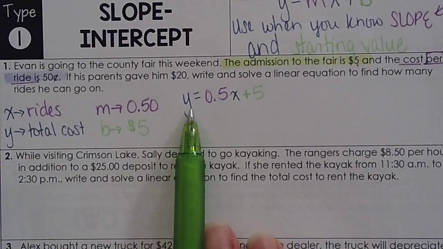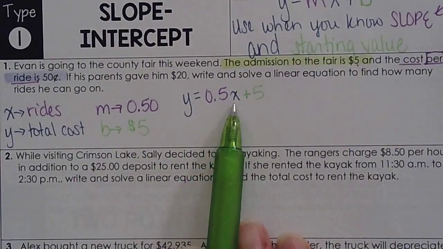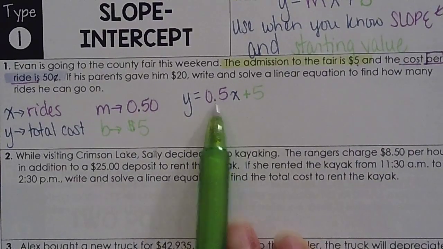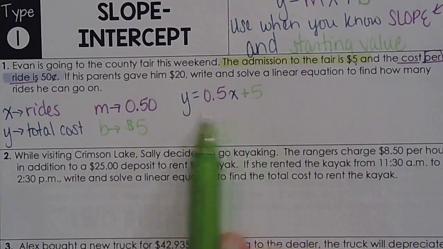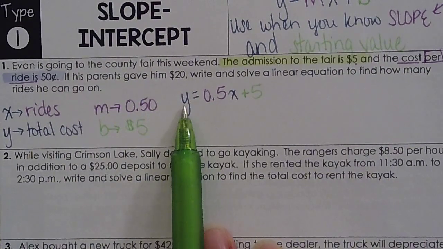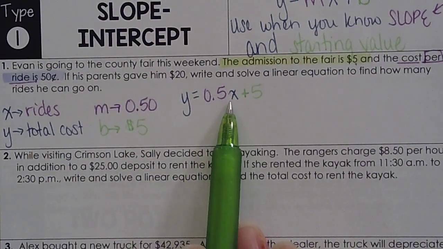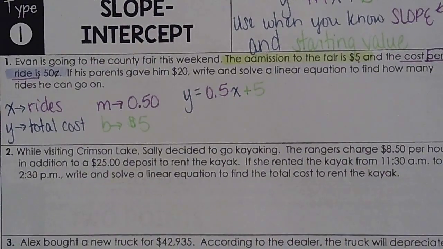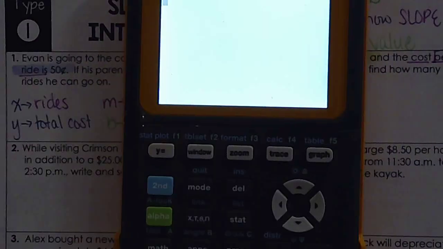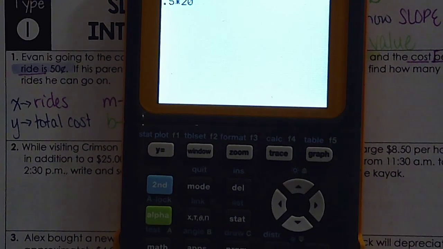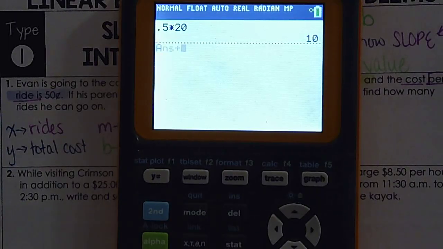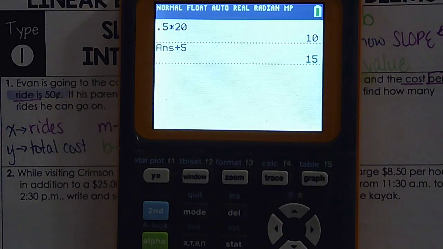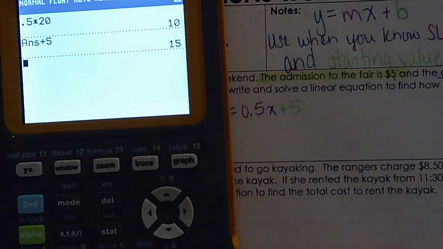How did you get that? I put 10 in for x, I did the math, and it equaled $10. I could put 20 rides in here, 0.5 times 20. I'm pretty sure it's $20. No, $5 and $5, so that'd be 10. So 0.5 times 20 rides is $10, plus $5 to get in, $15. So if he rides 20 rides, he pays $15 for his night.